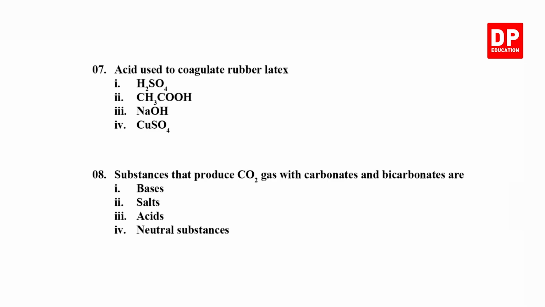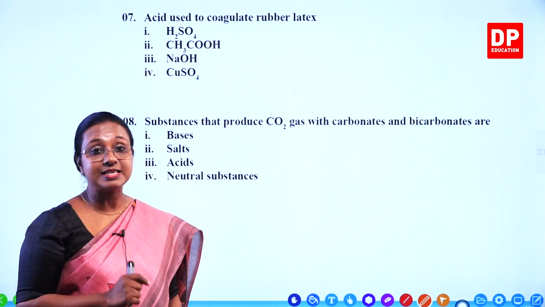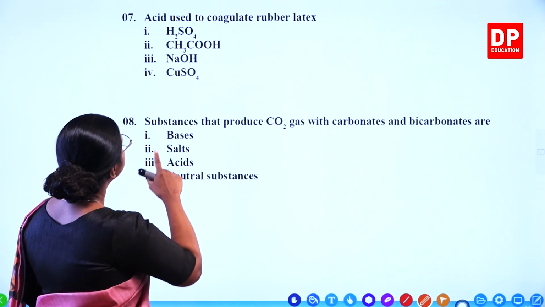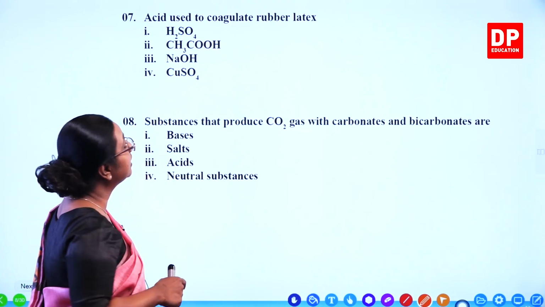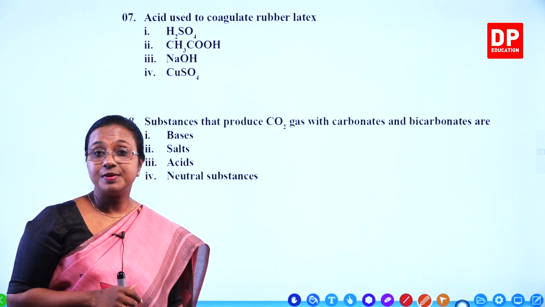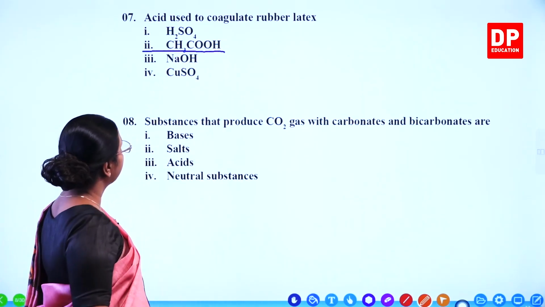Acid used to coagulate rubber latex. What is the acid used to coagulate rubber latex? You all know it is acetic acid. So the first one given is sulfuric acid. Second one, acetic acid. Third one, sodium hydroxide, that's a base. And fourth one, copper sulfate, that's a salt. So it has to be acetic acid.